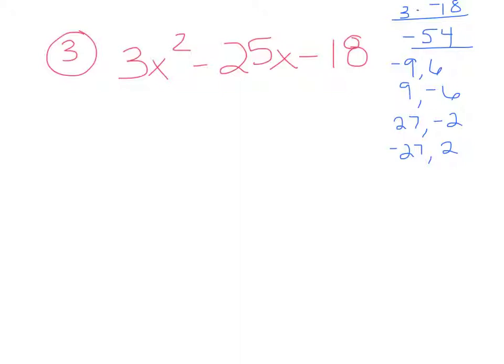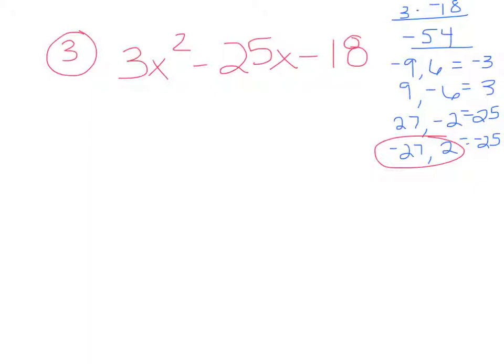And at this point, if you see that you have some that are going to add to negative 25, you can stop. So in other words, this one equals negative 3, this one equals positive 3, this one equals 25, and this one is going to equal negative 25. Okay, so my last factors here, negative 27 and 2, equal my middle term of negative 25.